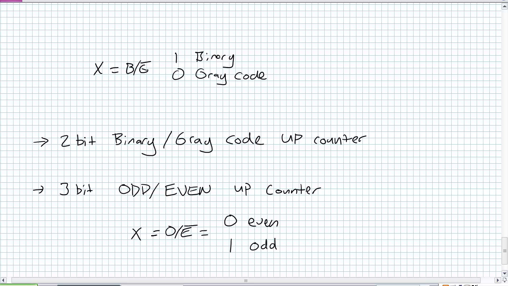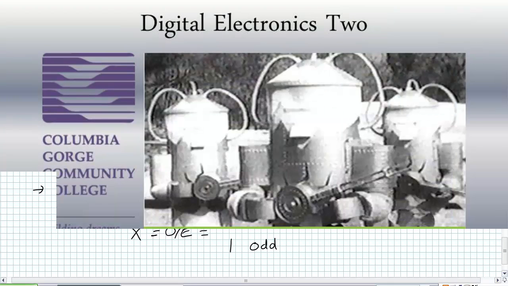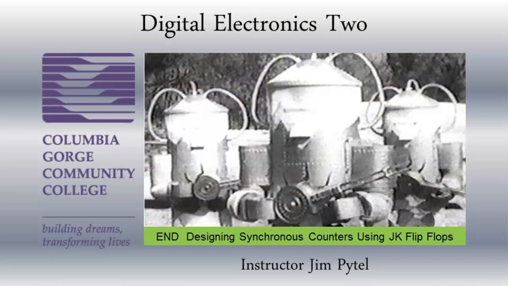These are excellent exercises to practice what we've learned in this lecture, designing synchronous counters using JK flip-flops. Okay, in our next series of lectures, let's go ahead and describe some counters using some different technology.